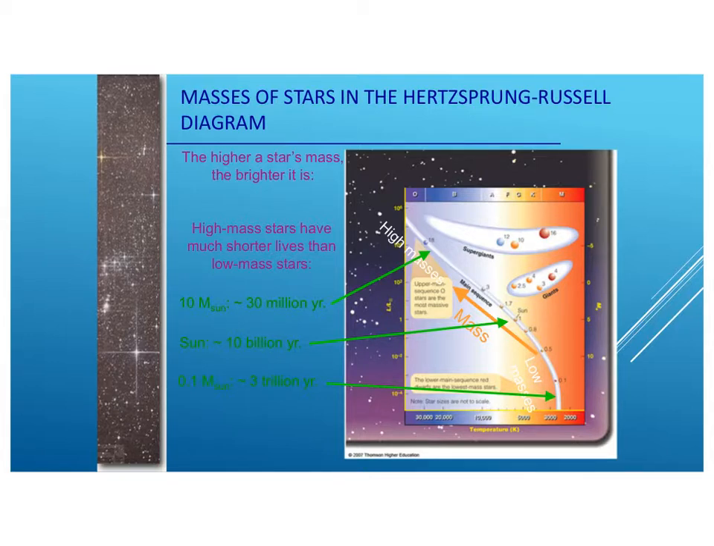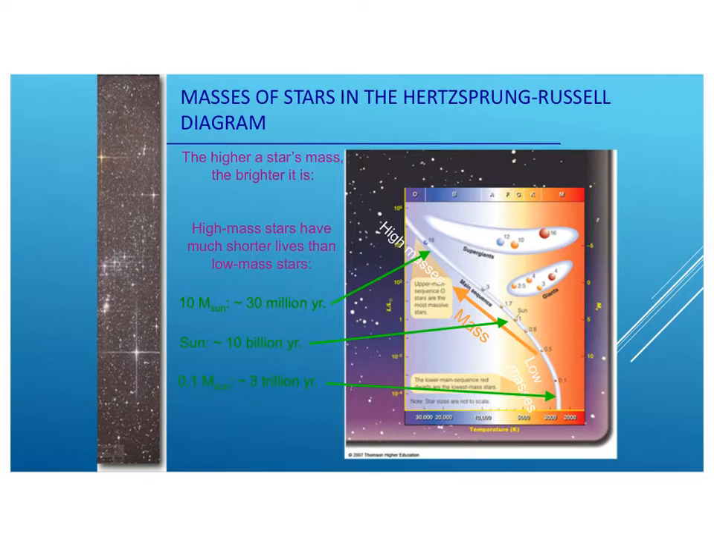And by the time we get up to these stars that are higher on the main sequence, their lives can be as short as 30 million years. So that's a significant difference between stars of much lower masses. And the reason is that stars of high mass burn through their fuel faster.